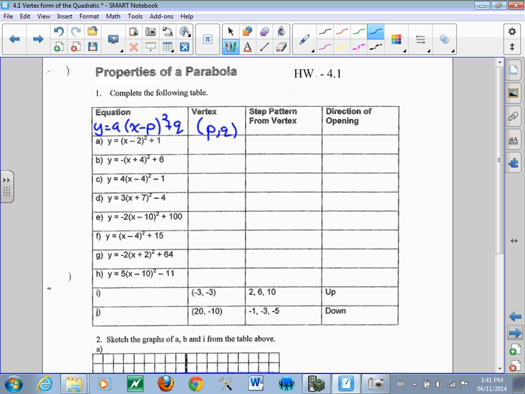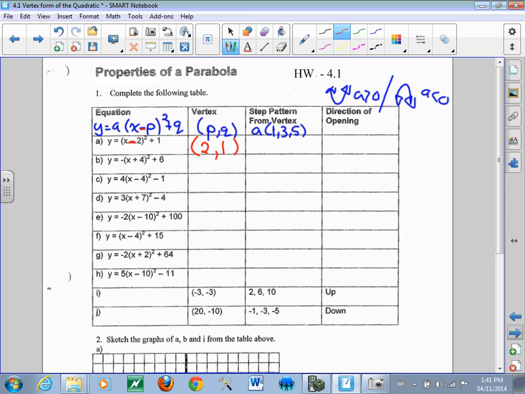The step pattern we learned today is a times 1, 3, and 5. And the direction of opening depends on if a is greater than 0, or positive, or if it's negative, a is going to be less than 0, and it's going to open down. All right, so let's take a look at these examples. For the first one, we're looking for the p and the q. Remember, p is what's left over after there's a negative. So the negative is part of the formula. So in this case, p is 2, and q is the number at the end, which is 1.